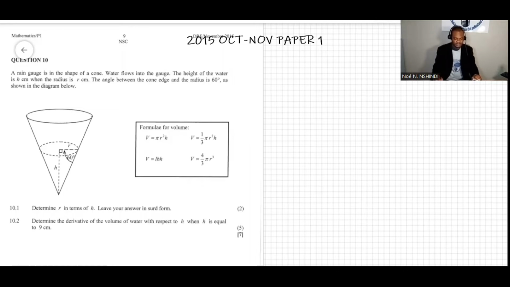So now we have the formulas here. And question 10.1 says, determine r in terms of h. Leave your answer in the surd form. All right, what can we do then?